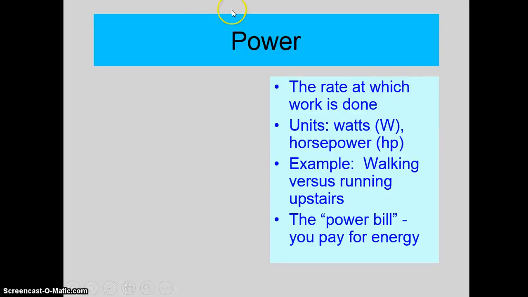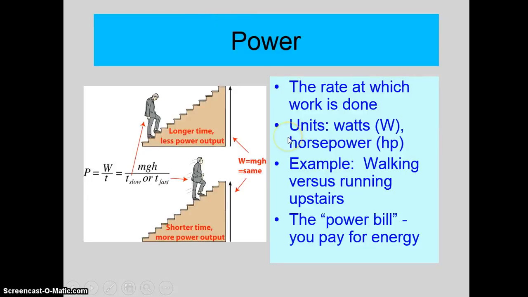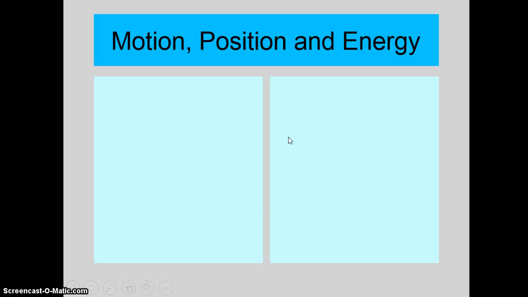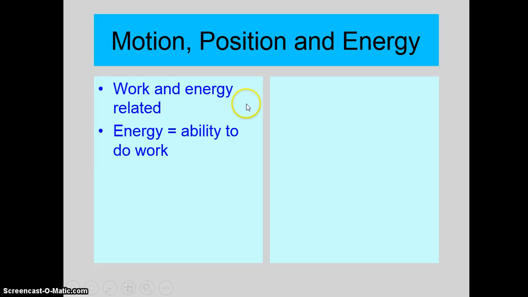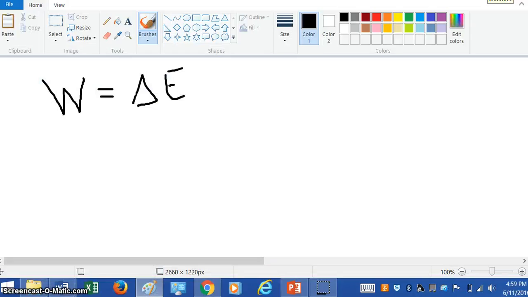Alright, so we just did the example with the power. And so how is work related to energy? So work is actually the change in energy, and energy is considered the ability to do work. Okay, so the way we write that is that the work in joules is equal to the change in energy, also in joules. So anytime you're changing energy levels, you're doing work.